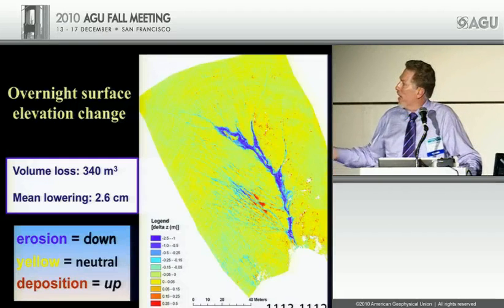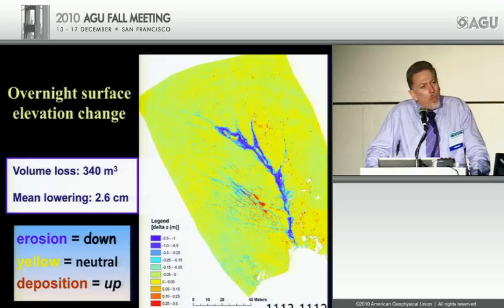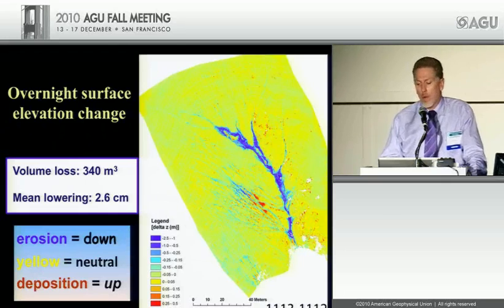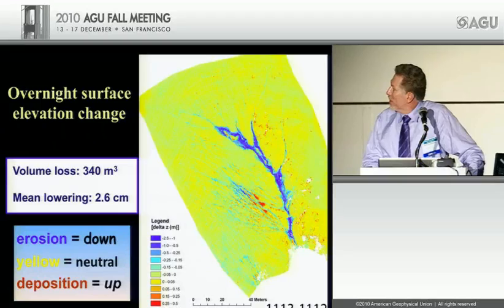And we were able to calculate the exact volume. What this works out to is somebody took a shovel and went out there and removed 2.6 centimeters worth of material across the whole area. That volume is what went down into the neighborhoods below. We also found some other processes.